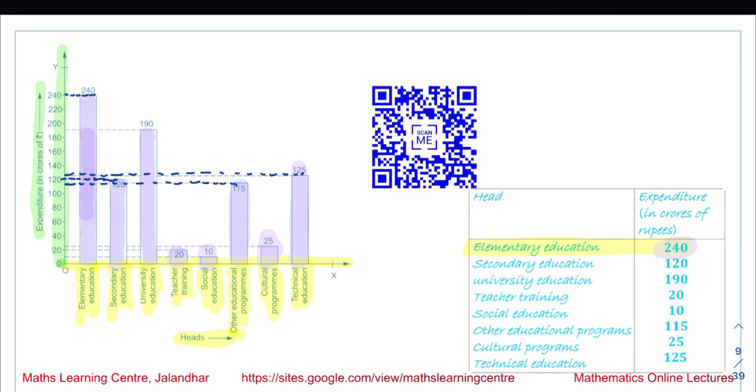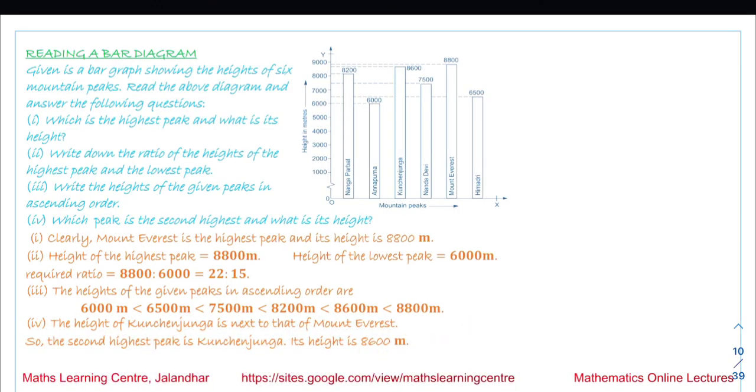Now the next thing is how to read the bar graph. Given is a bar graph showing the heights of 6 mountain peaks. Read the diagram and answer the following questions. Which is the highest peak and what is its height?